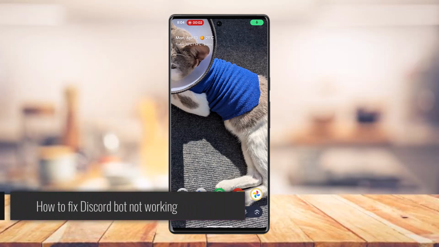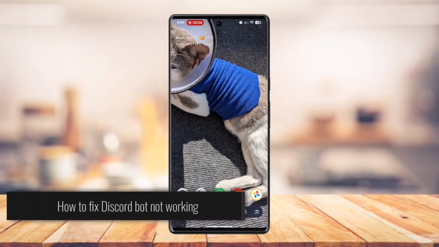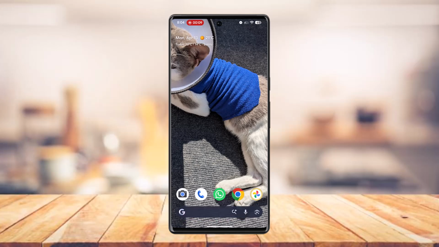How to fix Discord bot not working. To fix a Discord bot that is not working, first you have to determine whether you are a developer of the bot or a server administrator using a third-party bot. So most issues are caused by insufficient permissions, the bot being offline, or missing intent in the developer portal.